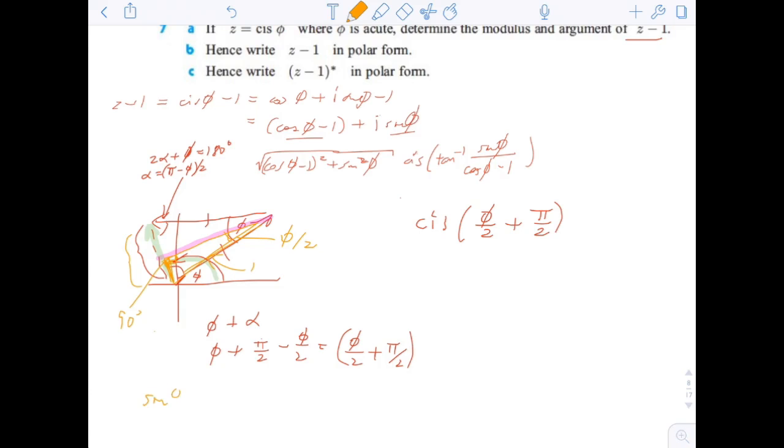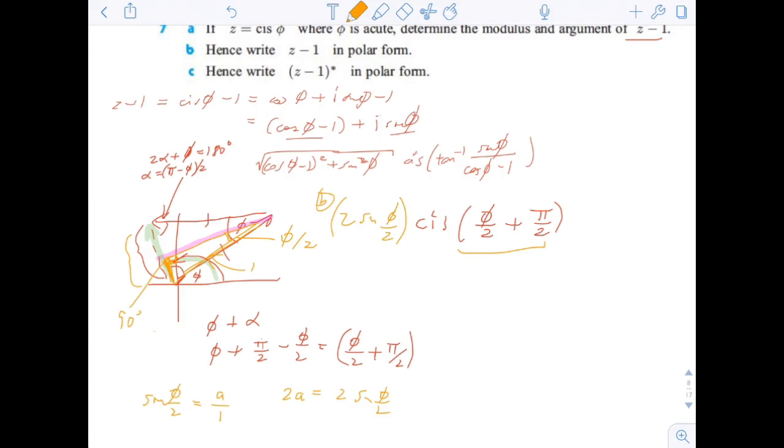So I could do sine of phi over 2 is equal to this length here, which we'll call a, divided by 1. And a, if we double a, that would give us the modulus of the green vector. So 2a is equal to 2 times the sine of phi over 2. So let's put that for the modulus. So there's the modulus, and there's the argument. So that was the answer for B.